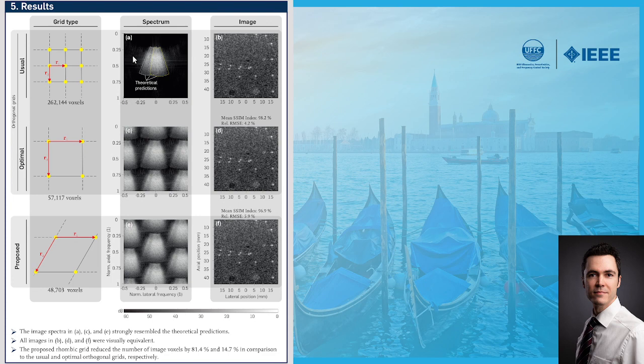All image spectra strongly resembled the theoretical predictions. The spectrum of the oversampled image in A showed the recoverable passband. The image spectra in C and E showed the periodic superpositions that were predicted by the bivariate sampling theorem. The absence of overlaps in these spectra enabled the recovery of the spectrum in A and thus the corresponding image in B.